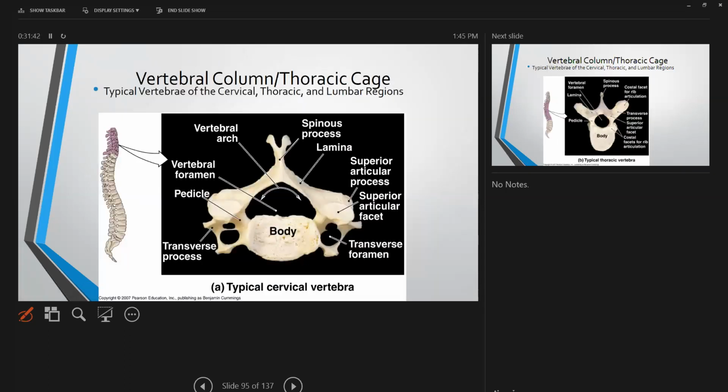Vertebral column and thoracic cage. This is what a normal vertebra looks like. You've got this vertebral arch, as well as the foramen, which is the centralized canal where the spinal cord comes down. You've got your transverse processes on the side, the superior articulating facets, which are these facets here, and that's where another vertebra is going to articulate on top of it. The lamina, which you'll see laminar fractures, and then the transverse foramen.